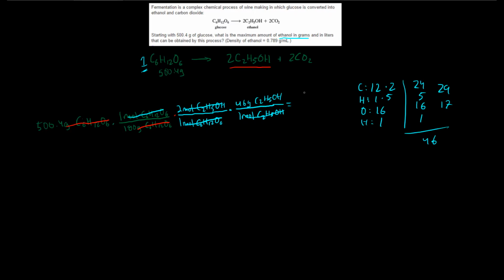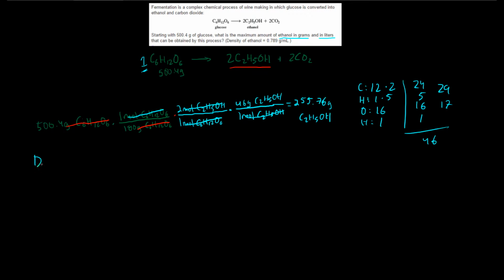And we have 255.76 grams of C2H5OH, or ethanol. And so that's what it asked. That's what we needed to find. But we need to go further. We actually have to find it in liters. So how do you convert grams to liters? Well, it tells us what the density of ethanol is.